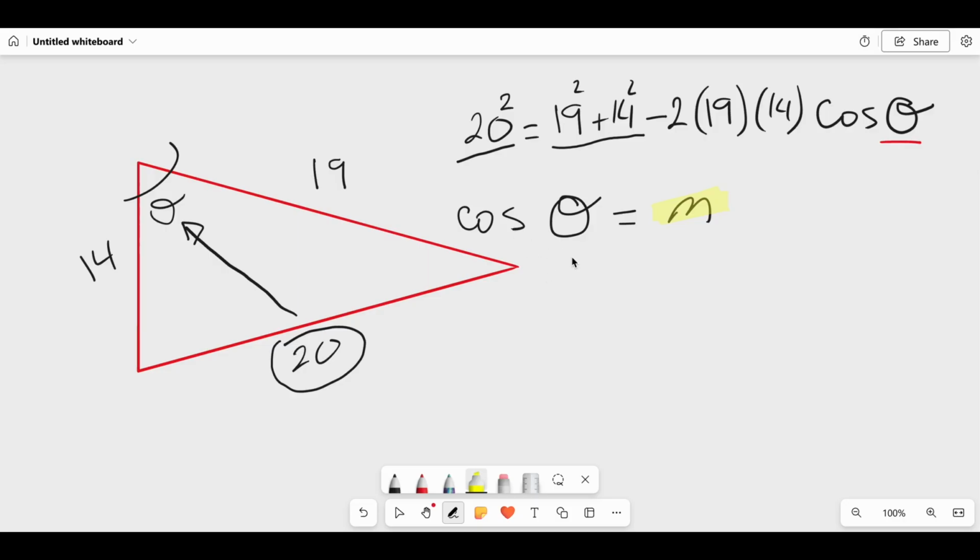Now, to find this angle theta, we need to do the inverse of the cosine. So theta is equal to cosine to the power of minus 1 of m. And that's it.